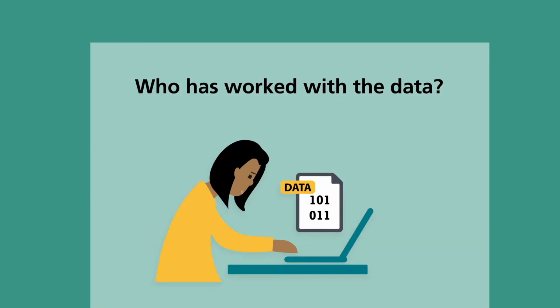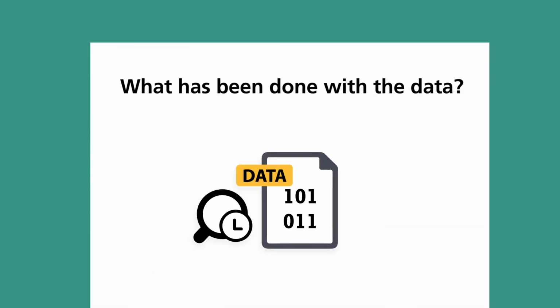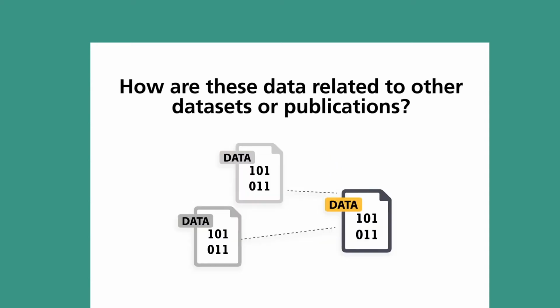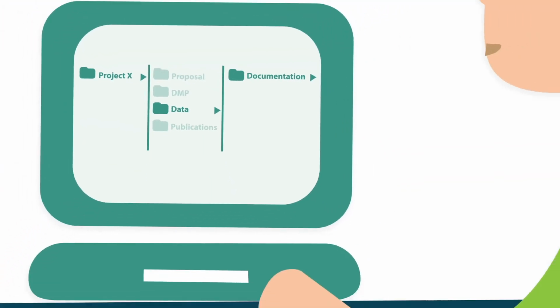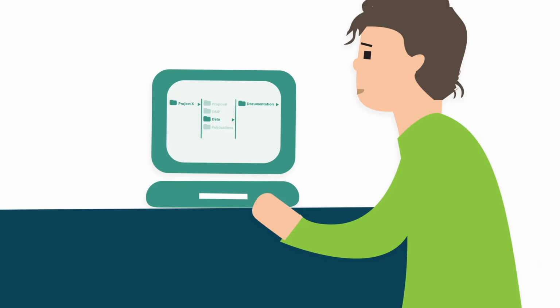For example, who has worked with the data? What has been done with the data? How are these data related to other datasets or publications? When you document the research process, you provide context to your data so they can be read and understood later on by other researchers and yourself.